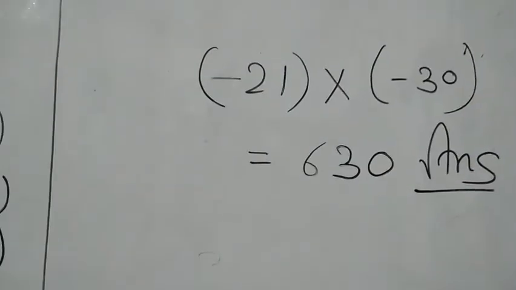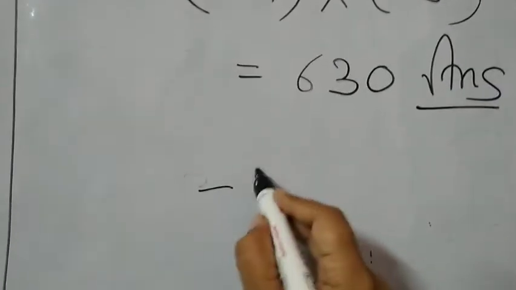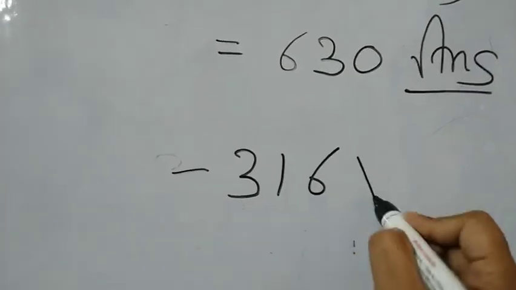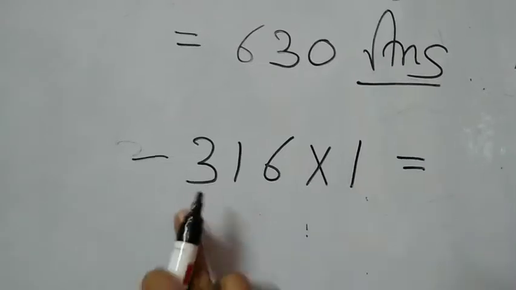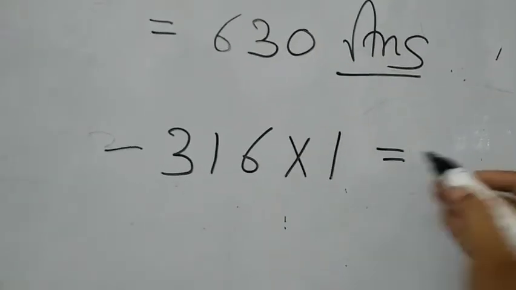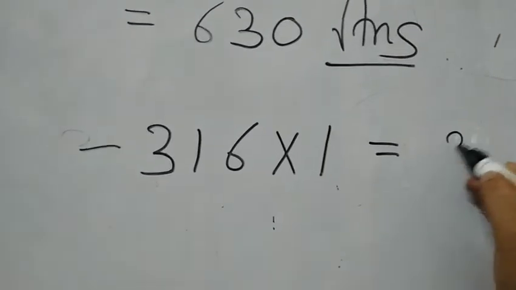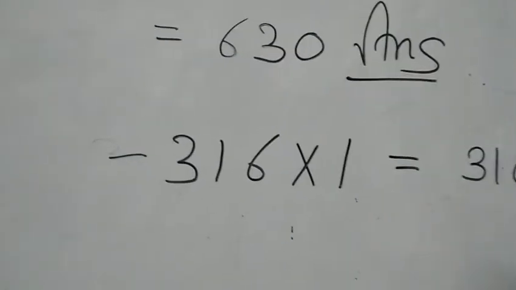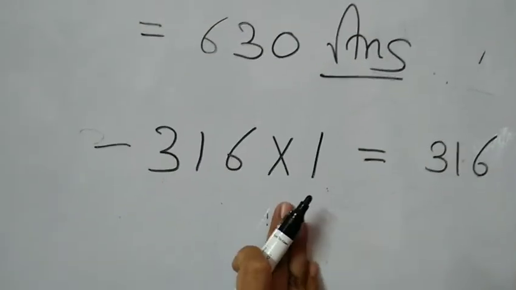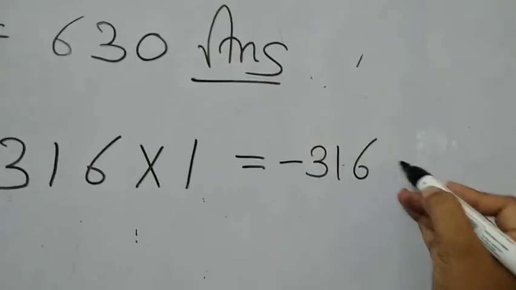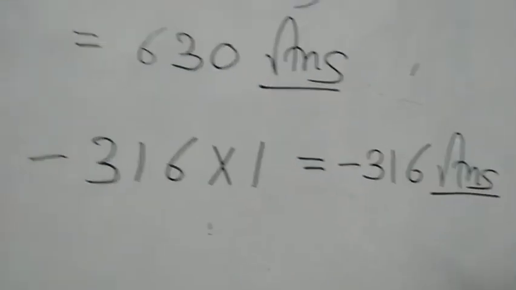Okay, now take one more example. It is minus 316 into 1. What will be the answer? 316 into 1, same number. 1 is the multiplicative identity also, so it is 316. You can see one number is negative and the second is positive. Both the signs are different, so the answer will be negative, minus 316. Clear?